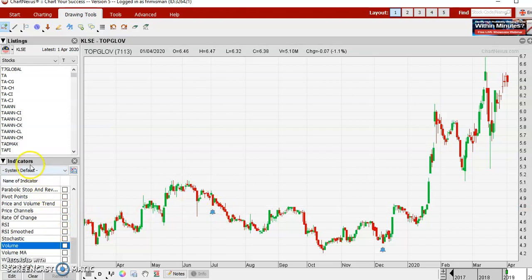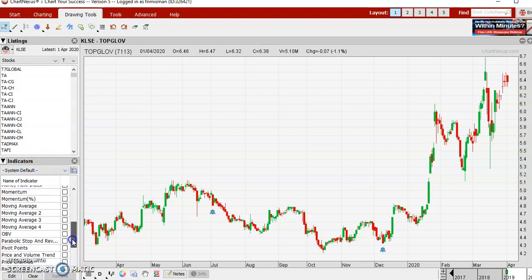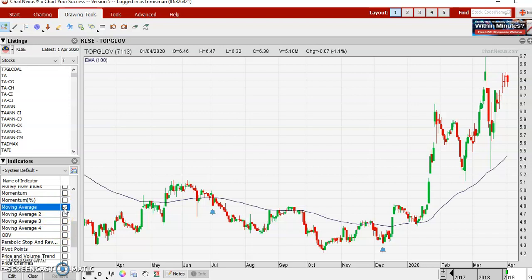You can choose the indicators from the indicators tab. You choose the moving average. If you can see, we have 4 moving averages, so you just choose the first one. Okay, so how do we edit? For example, when I click the moving average, it appears here as EMA 100.